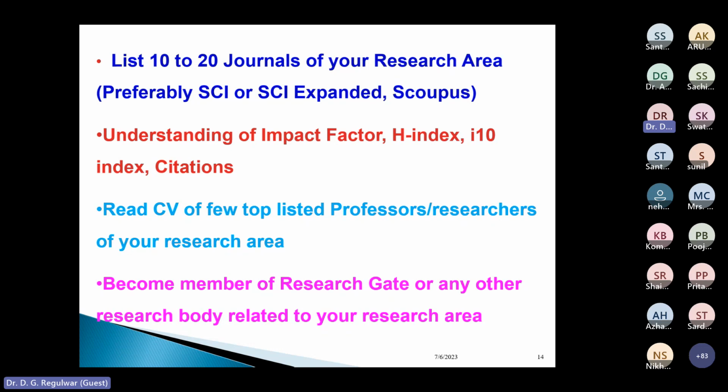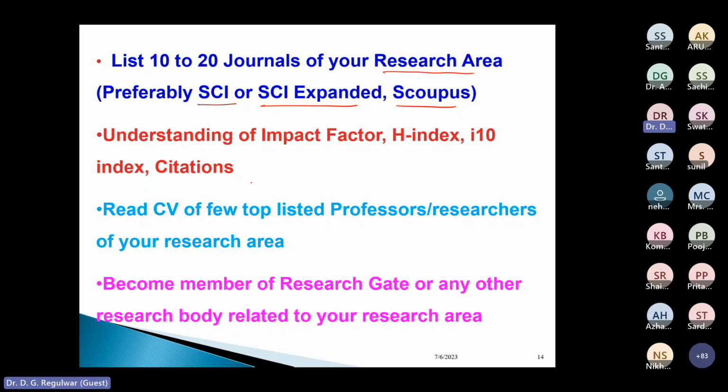Then, in discussion itself, I told you to list down 10 to 20 journals of your research area. Normally, while discussing with students, we give certain assignments, preferably SCI or SCI expanded and Scopus, so that every research scholar will know which are the journals in my area, on the problem where I'm working. Which are the best journals related to that?